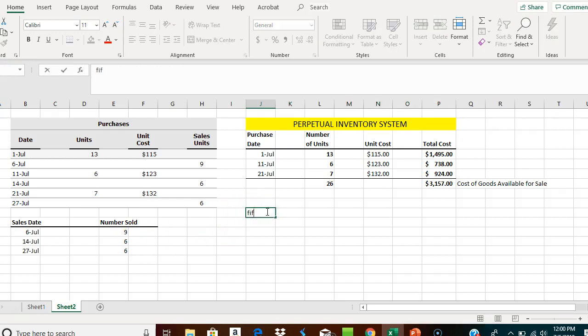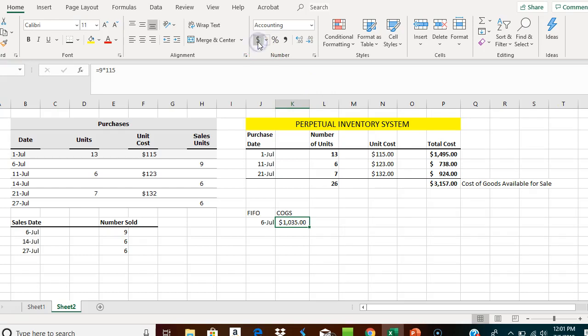All righty. Let's begin with FIFO. We always begin with FIFO. And once again, FIFO stands for first in, first out. We make the assumption that whatever we purchase first was sold first under the FIFO cost flow assumption. So our first sales date was July 6th, and on that date we sold 9 units. FIFO says we sold the first 9 units, meaning we would have sold 9 of these 13 units. So under FIFO, cost of goods sold is 9 times 115, which is the cost per unit. Our cost of goods sold under FIFO for July 6th would total $1,035, because again, FIFO says first in, first out.